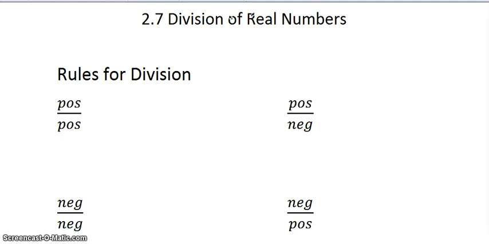The rules for division are the exact same as they are for multiplication. So if I have a positive number divided by a positive number, my answer is going to be positive. If I have a negative number divided by a negative number, my answer is going to be positive. Positive divided by a negative is going to give a negative answer, and a negative number divided by a positive number is also going to give me a negative.